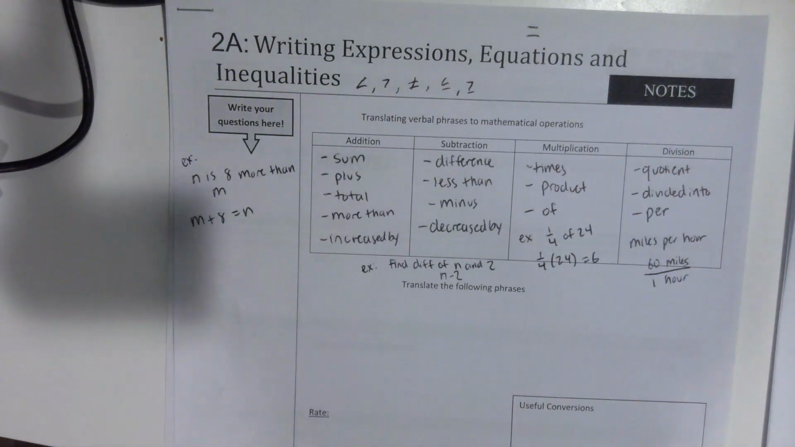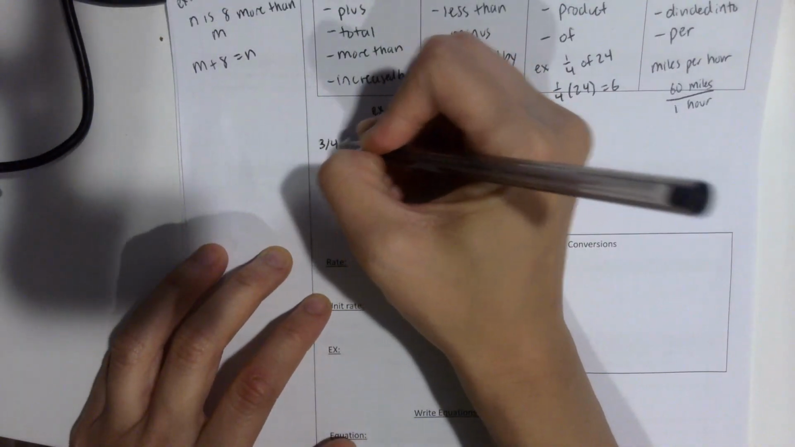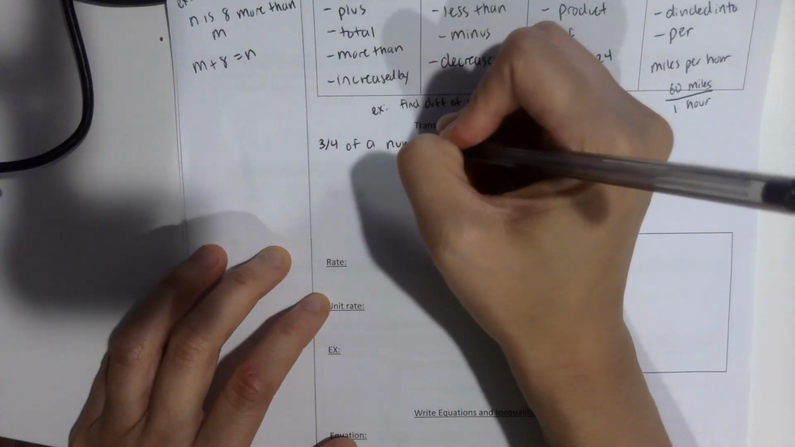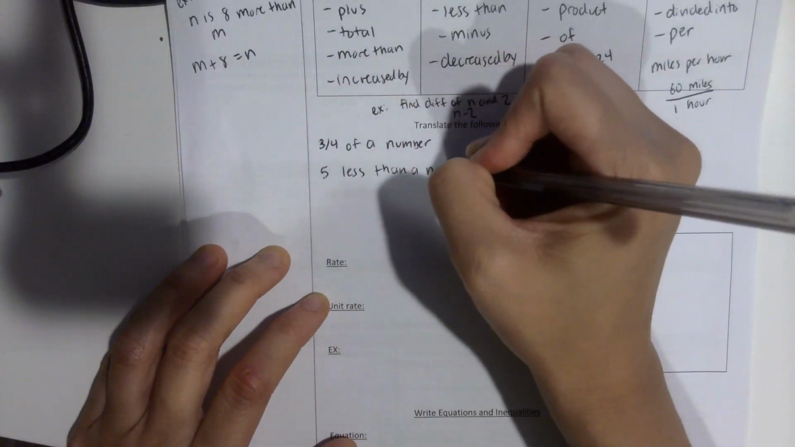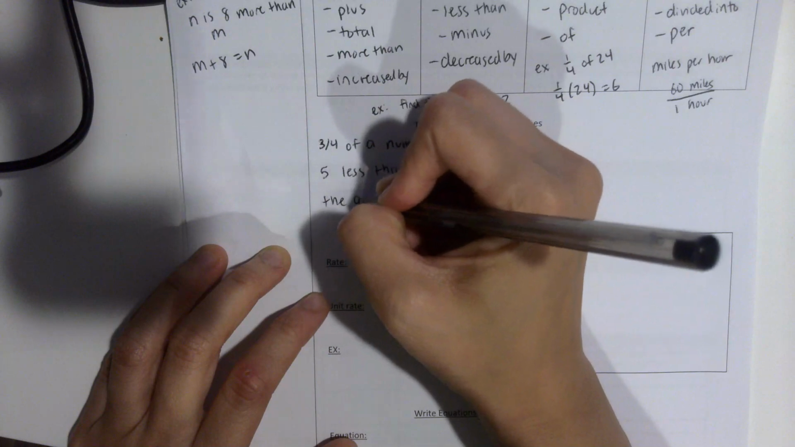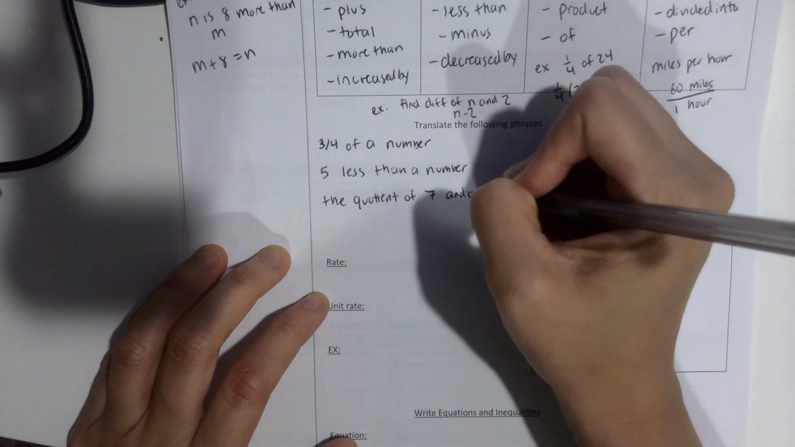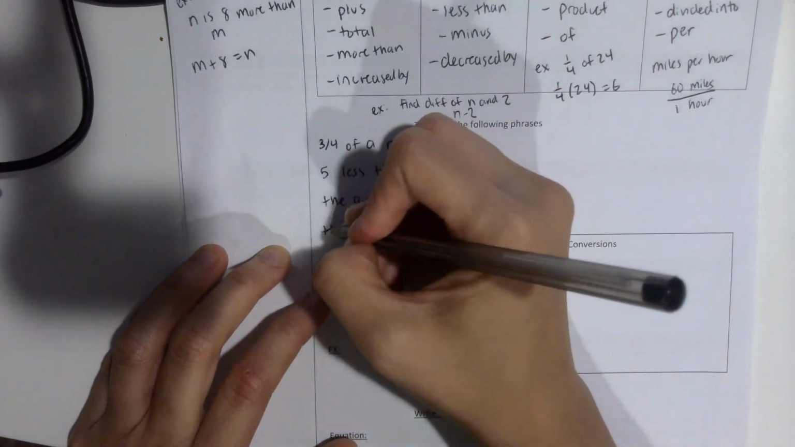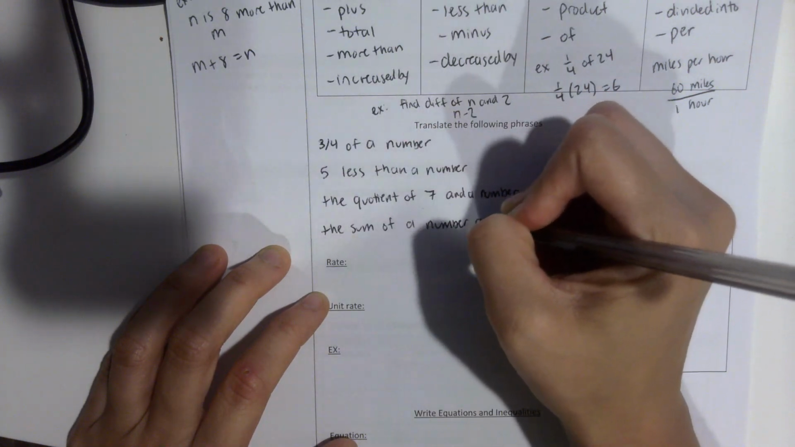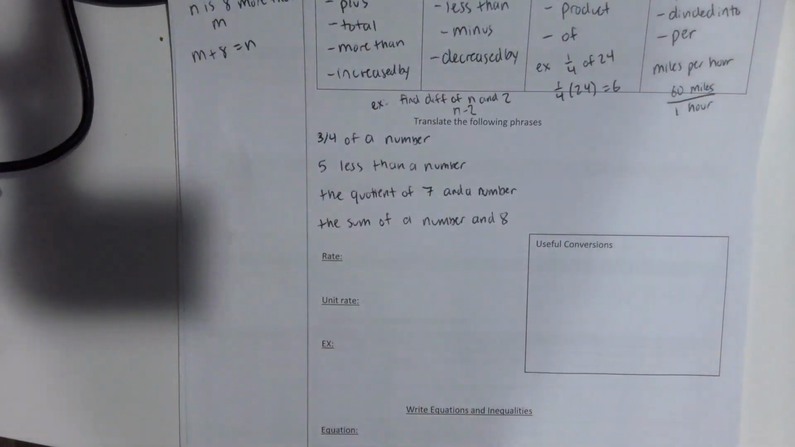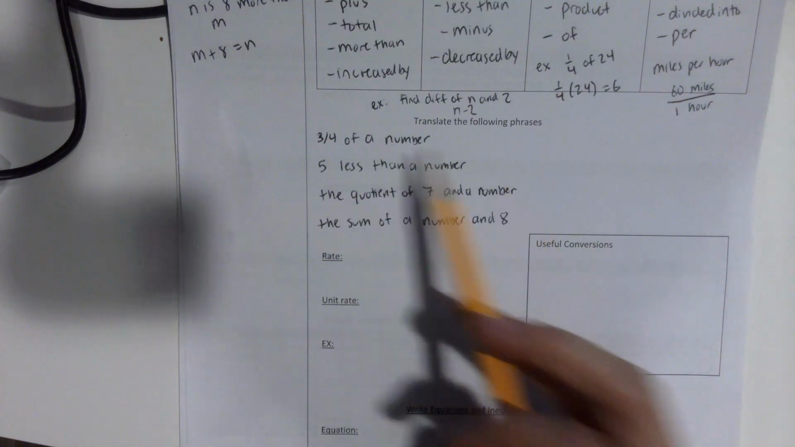Okay, so we want to translate the following phrases. So we have 3/4 of a number, 5 less than a number, the quotient of 7 and a number, the sum of a number and 8. So I'm gonna see if the camera can pick up on, I'm gonna write this in pencil so you can sort of see like this is the question and this is the answer.